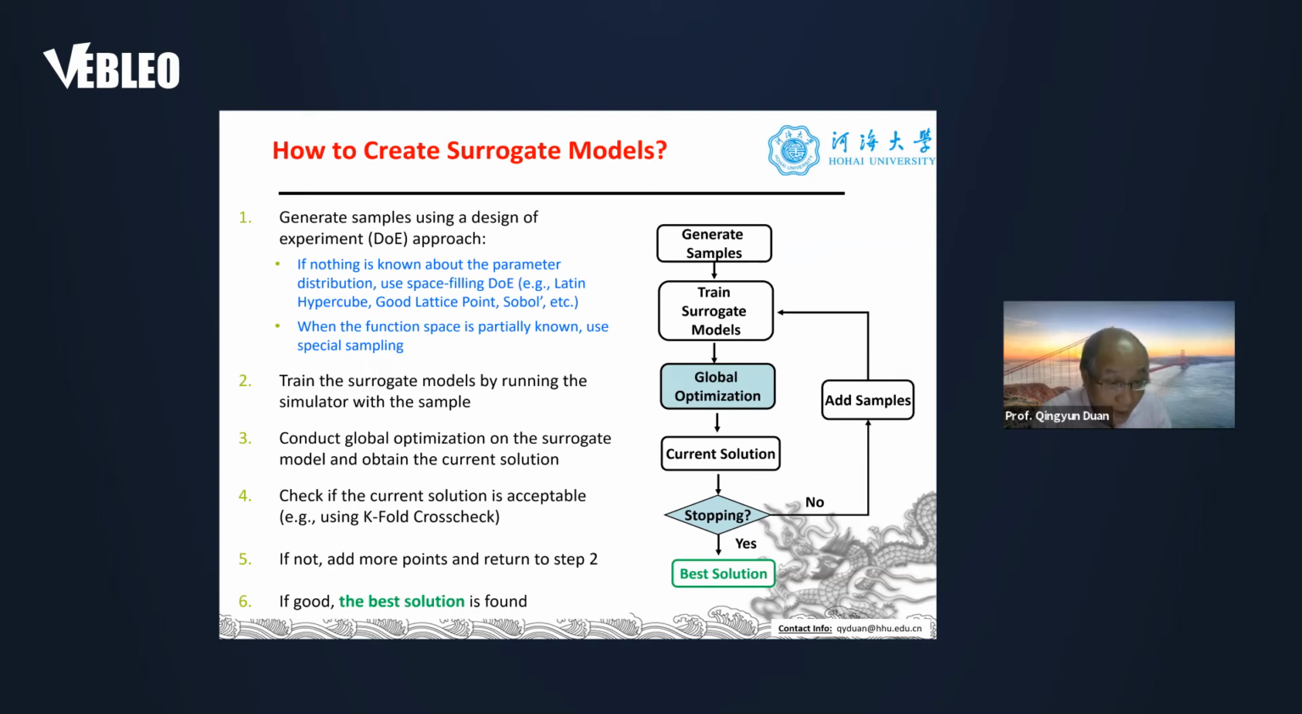and then construct a surrogate model. And then you do an optimization on the surrogate model and get a solution. If this solution is good, then you are done. But if it's not good, you add more samples. Then you go through this process until you are satisfied, and once it has converged, you get the best solution. So that's the kind of thing we use.